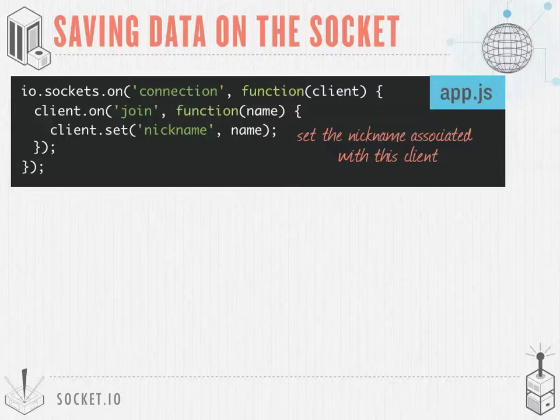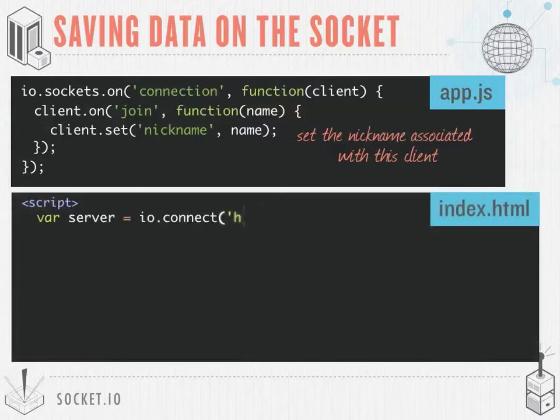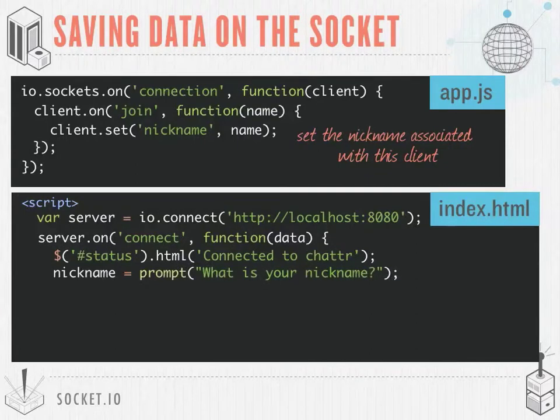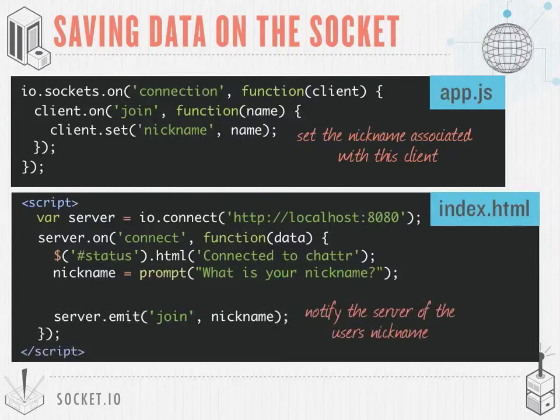But for now, let's check out the client. We're going to add code to listen for the connect event. And when that happens, we're going to prompt the user for their nickname. After they enter their nickname, we're going to then emit the join event on the server, passing it in.